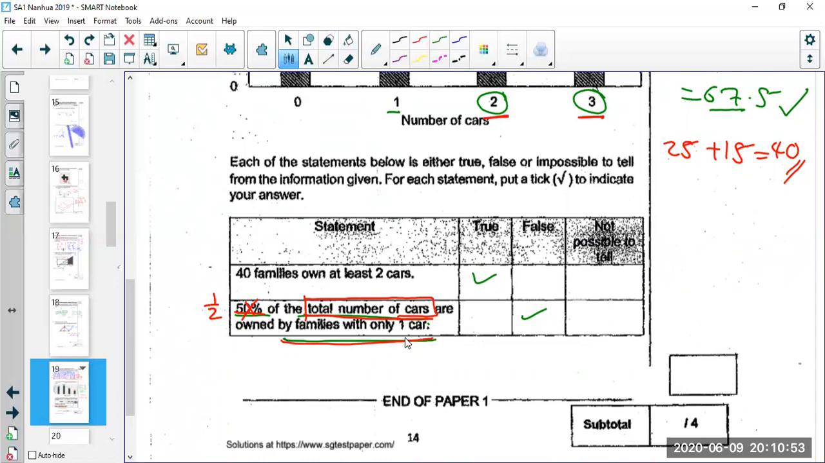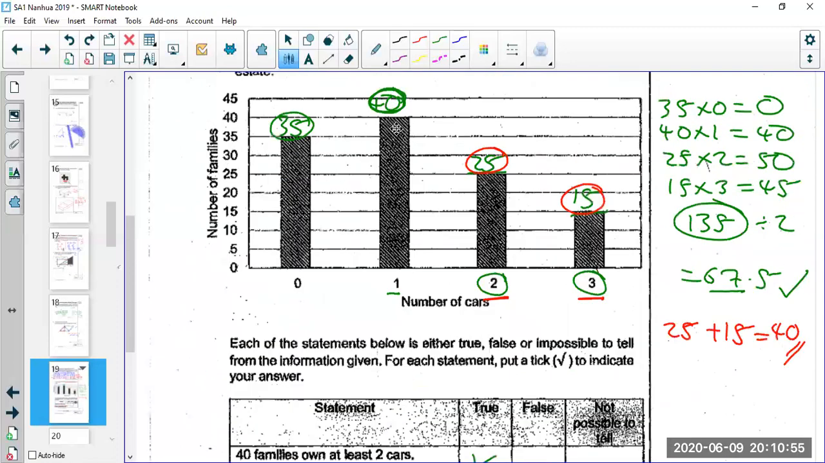How do you find the total number of cars? This is a part where you have to be very careful. You can take 35 plus 40 plus 25 plus 15. If you do that, then it's a big mistake, because 35 families, 40 families, they are not cars. So how many cars are there altogether? You must take 35 families times 0 cars, 0 cars. 40 families times 1 car each, that will be 40 cars already. 25 families times 2 cars each, that will be 50 cars. 15 families times 3, that will be 45 cars.